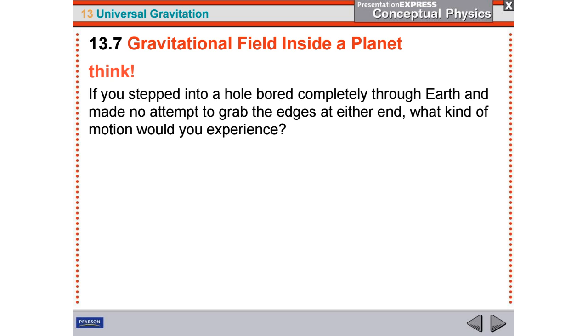Here's a fun question to think about. If you stepped into a hole that was made completely through the Earth and made no attempt to grab the edges at either end, what kind of motion would you experience as you fell through the center of the Earth? Stop the video and have a think about it. Perhaps make a sketch of your motion graph.